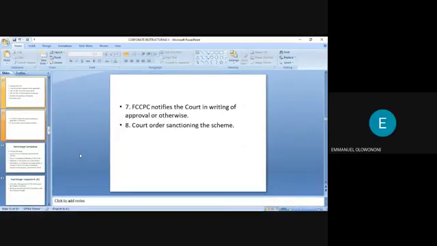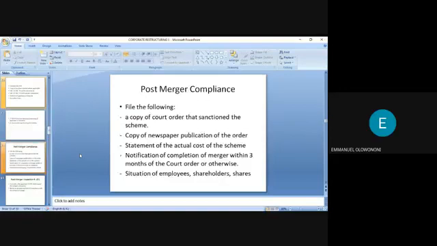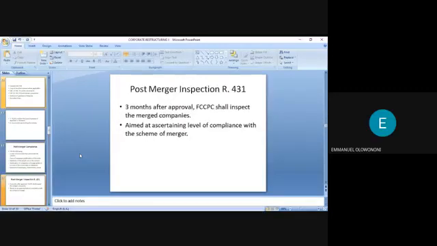All right, let's come to post-merger compliance. When the merger has taken place, it is expected that the company will file a copy of the court order that sanctioned the scheme, copies of newspaper publications of the order, a statement of the actual cost of the schemes, notifications of completion of merger, and situations with employees, shareholders, and shares of the company.